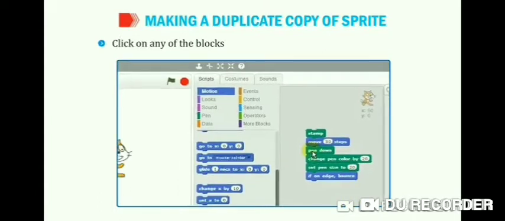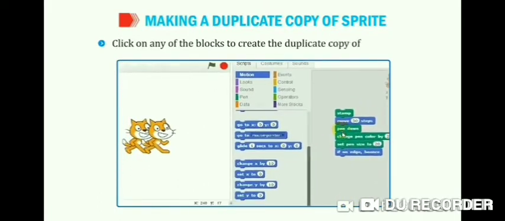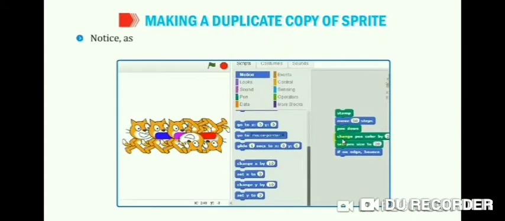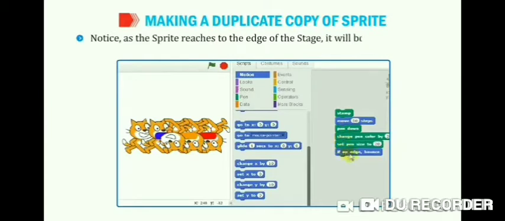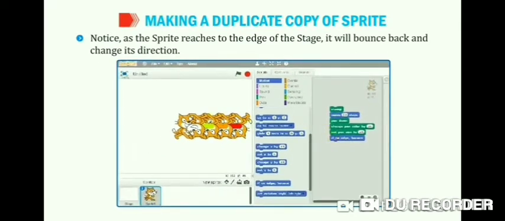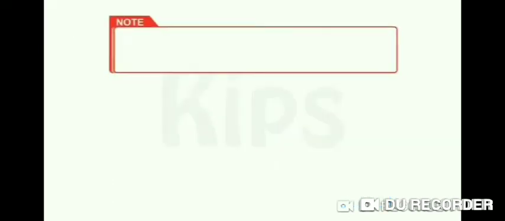After that, click on any of the blocks to create the duplicate copy of the sprite. I'm just clicking, you can see that. Okay, now notice as the sprite reaches the edge of the stage, it will bounce back and change its direction. So you can see the direction also changes here. One note is here, okay, if on edge bounce.